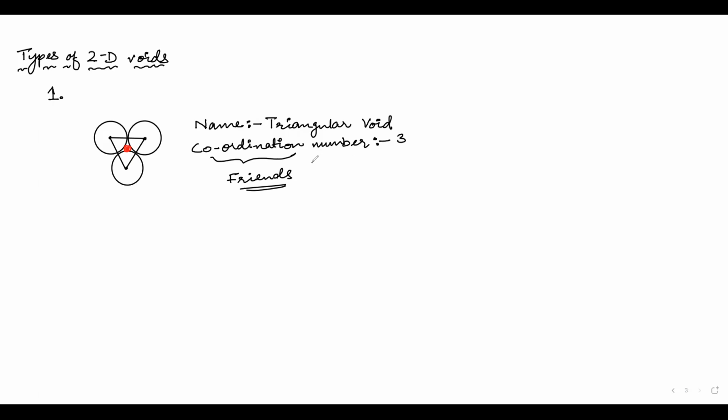Remember this is the coordination number of a void, because later on we will be dealing with the coordination number of atoms also. Coordination number means friends of voids, those who touch it. Its name is triangular void. Have all of you understood how to name it and what the coordination number will be?